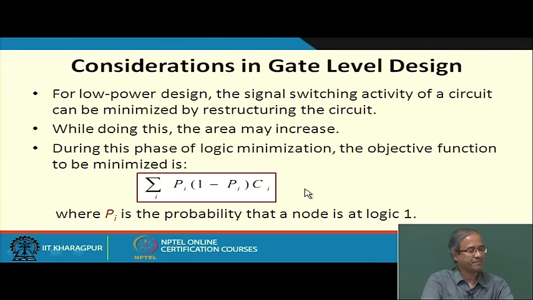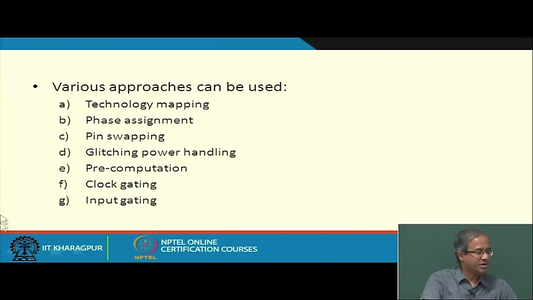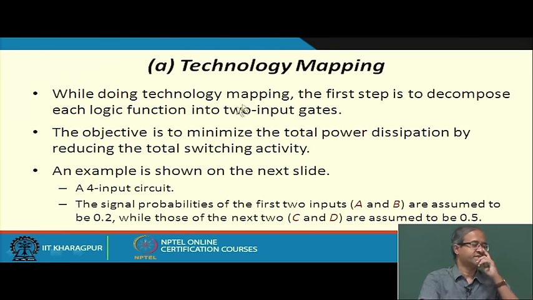Okay. Fine. So, there are many approaches which are used, and we shall be looking at some of these approaches one by one: technology mapping, phase assignment, pin swapping, glitching power, etc. We shall be seeing these methods. So, let us start with the technology mapping approach.